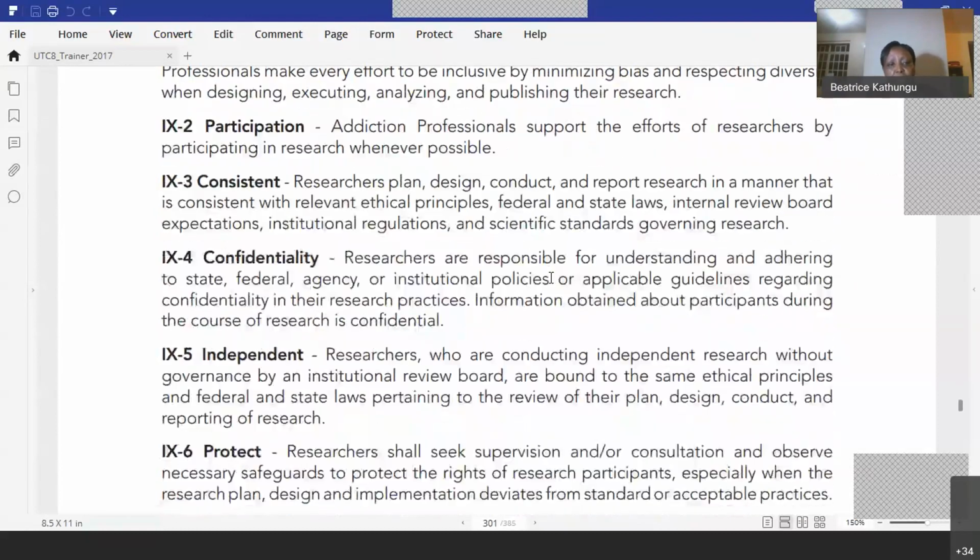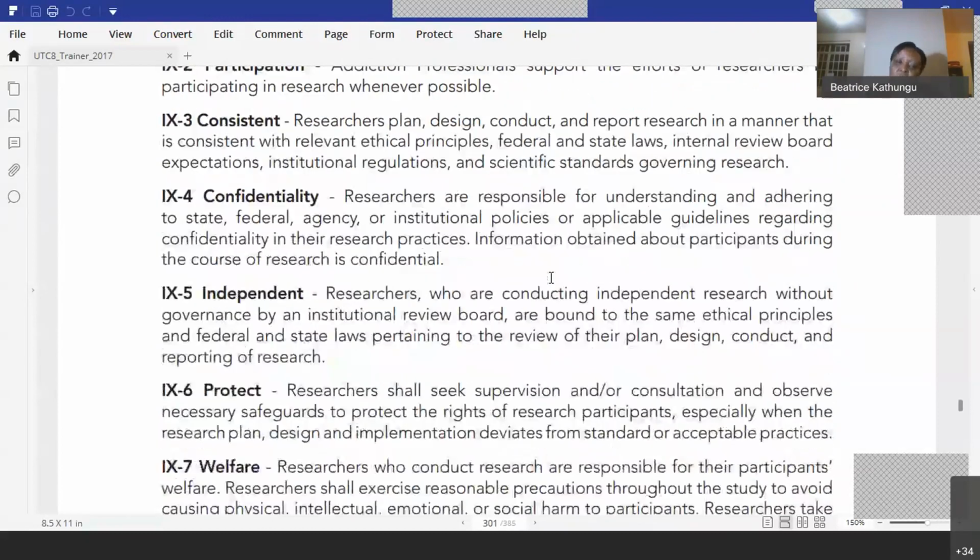Now, the next important point is confidentiality. I think this we understand very well, that as researchers, we must be responsible for understanding and adhering to all the state and institutional policies and guidelines touching on confidentiality. So it is important that whatever information we obtain from participants during the course of research is treated with confidentiality in line with the different policies and principles and laws.